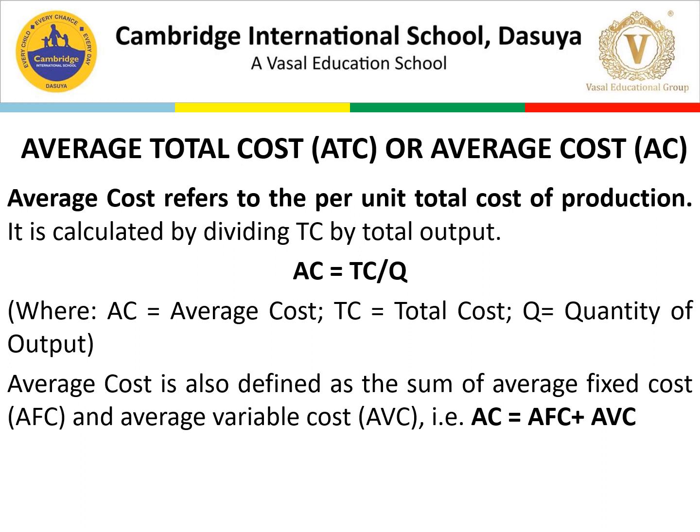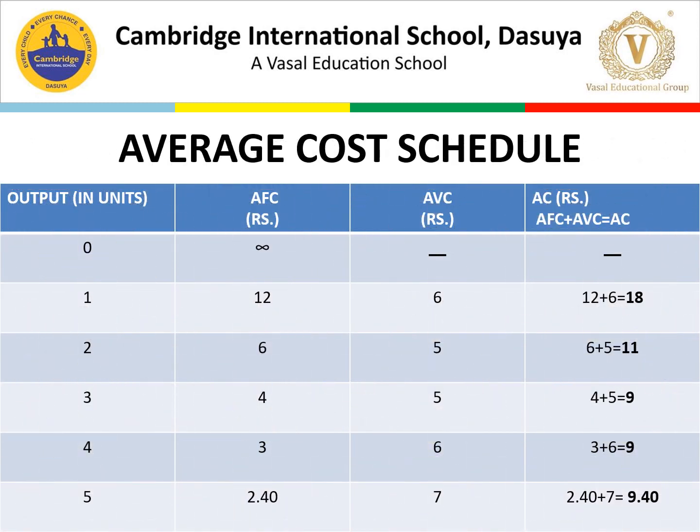Now let's move to the schedule part. In the average cost schedule, we take units of output, then we take the values of AFC and AVC, add them, and calculate the AC part. That will be similar to what we have done in the case of AFC and AVC. As we said, AC is equal to AFC plus AVC, so the same thing comes, okay. So that is the calculation part.